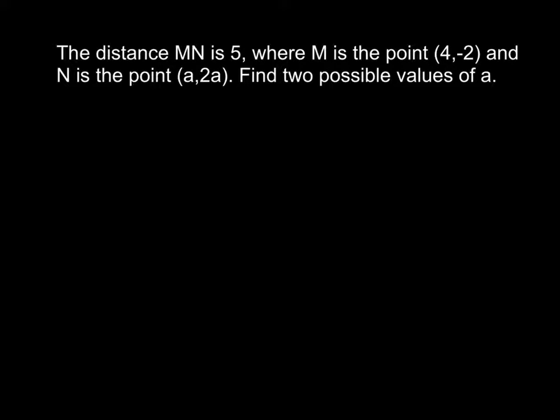First thing we need to work out is the difference in the x coordinates. So the difference in the x coordinates is simply a minus 4. Point N has x coordinate a and point M has x coordinate 4.